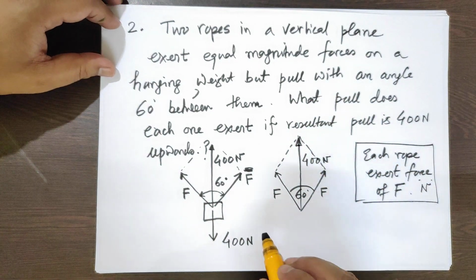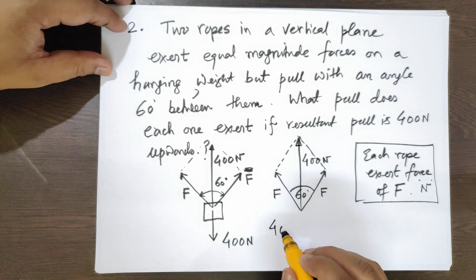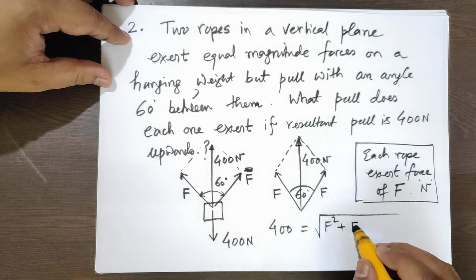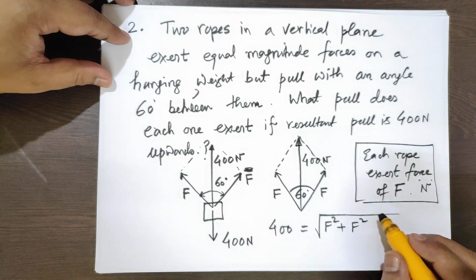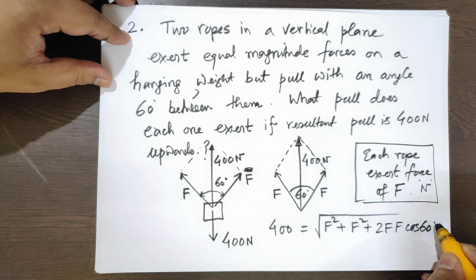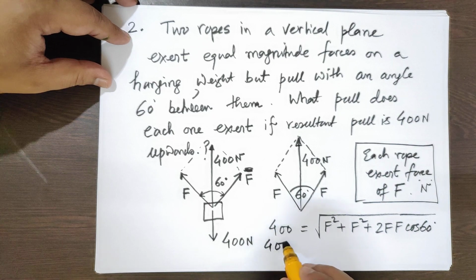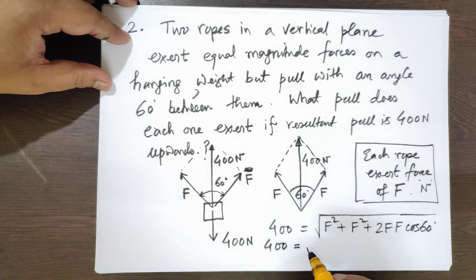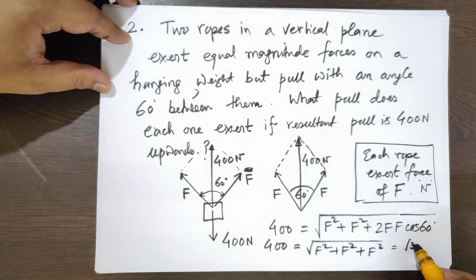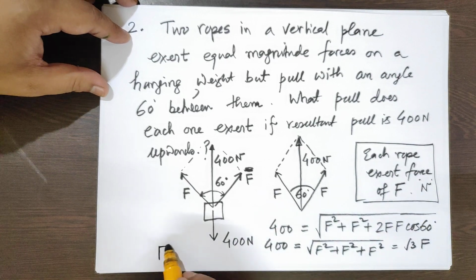So I can use this formula. See, 400 equal to root over of F square, these are the magnitudes, right? Root over A square plus B square plus 2AB cos theta. So 2F again F into cos 60. So 400 equal to root over of F square plus F square plus, see half, so F square again, so root 3 times F, so F equal to 400 divided by root 3.